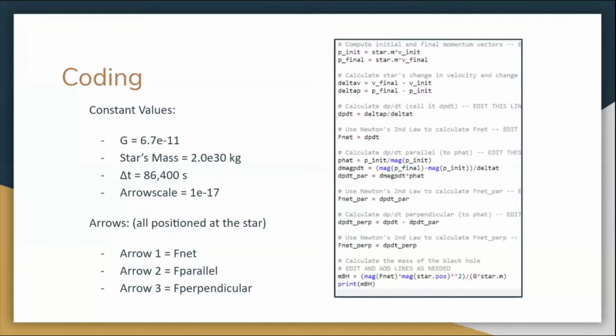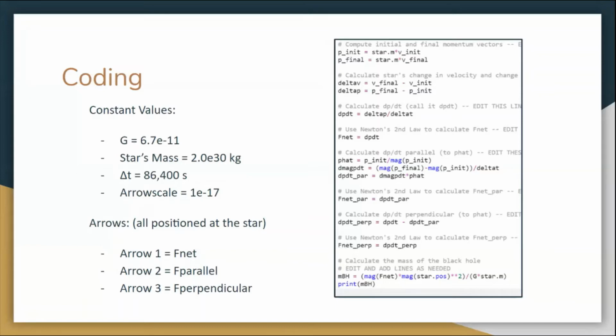For dp/dt parallel, we set the p hat equal to the initial momentum over the magnitude of the initial momentum, the d magnitude p dt equal to the magnitude of the final momentum minus the magnitude of the initial momentum over the change in time, and the dp/dt parallel equal to the d magnitude p dt times the p hat. Then we set the F net parallel to dp/dt parallel. Then we set dp/dt perpendicular to dp/dt minus the dp/dt parallel, and the F net perpendicular will equal dp/dt perpendicular.